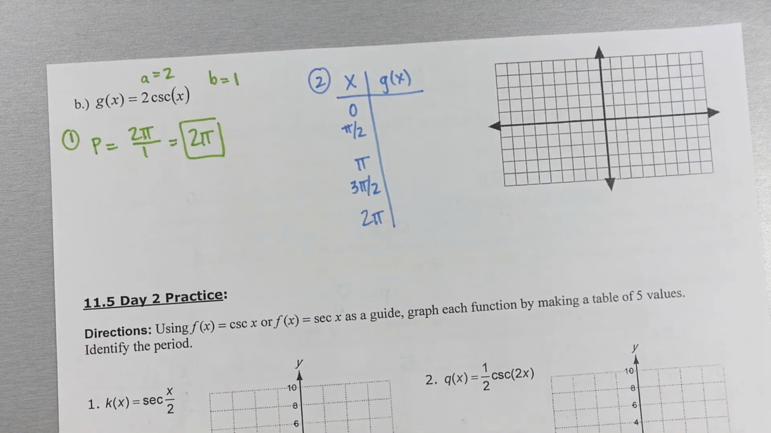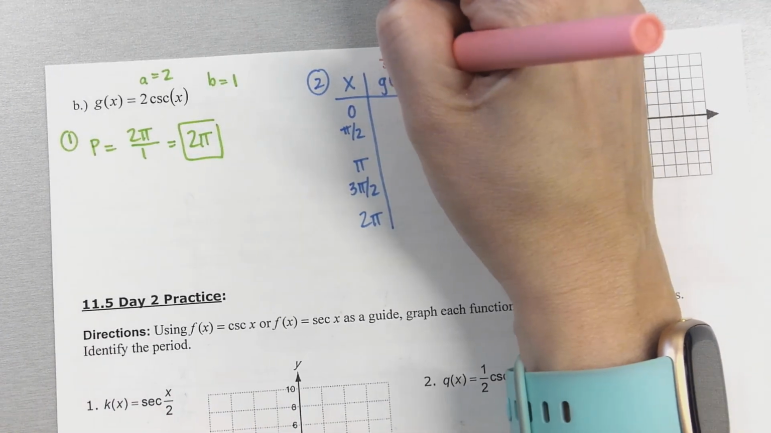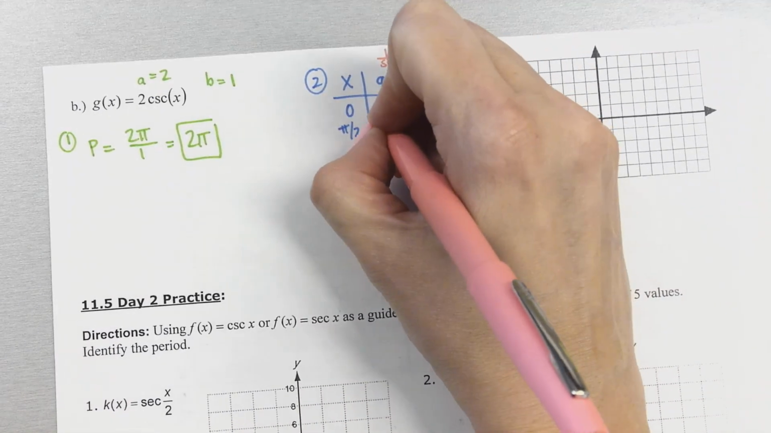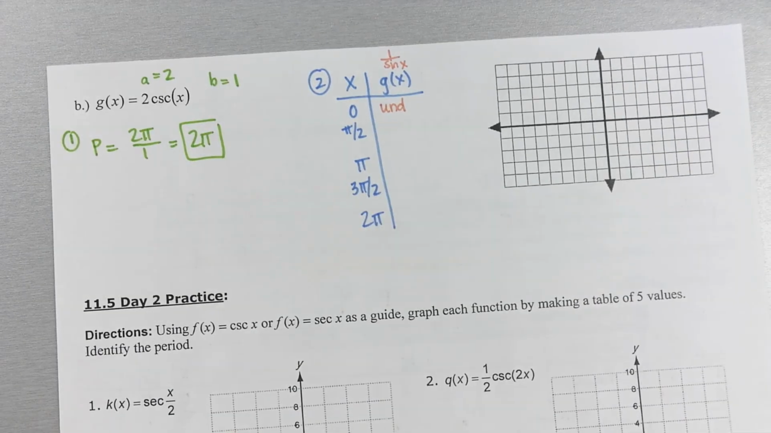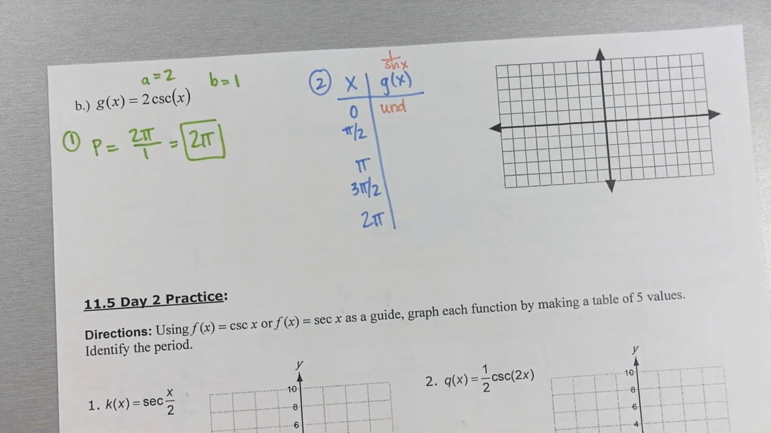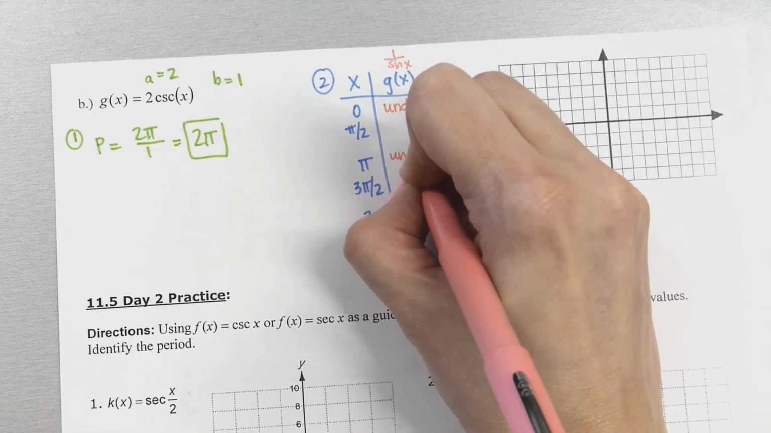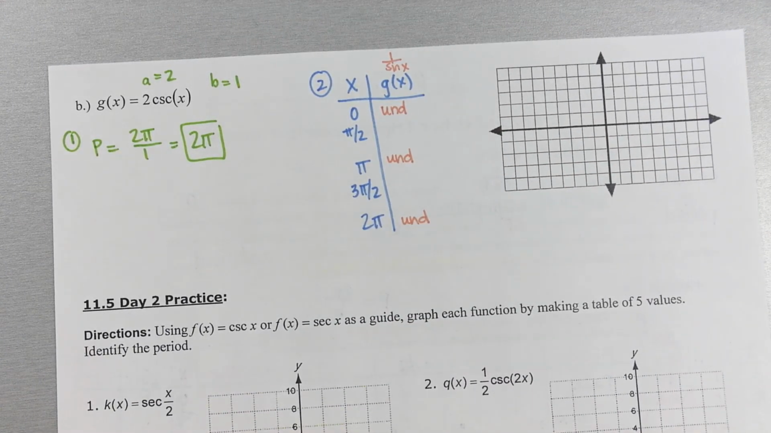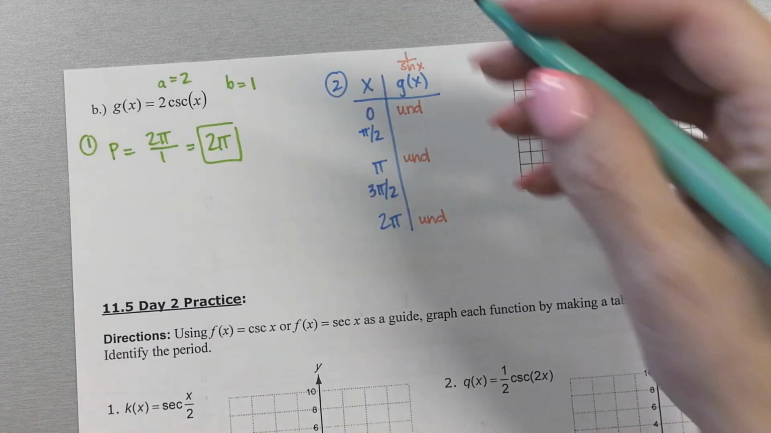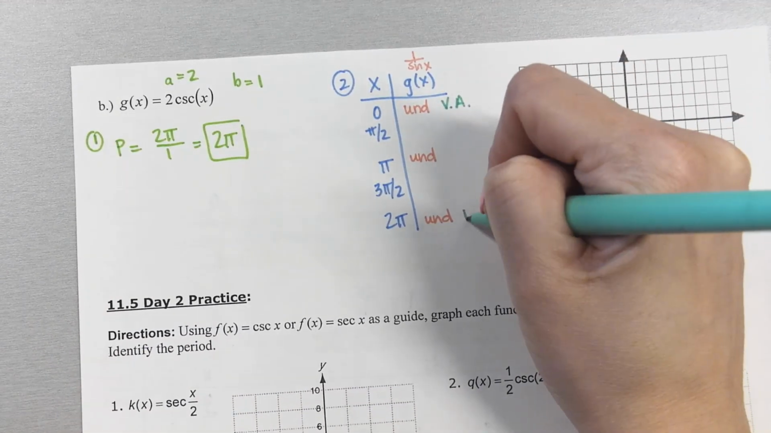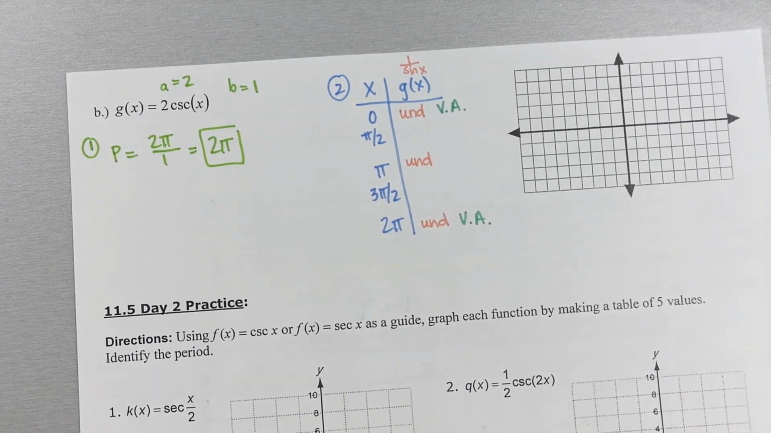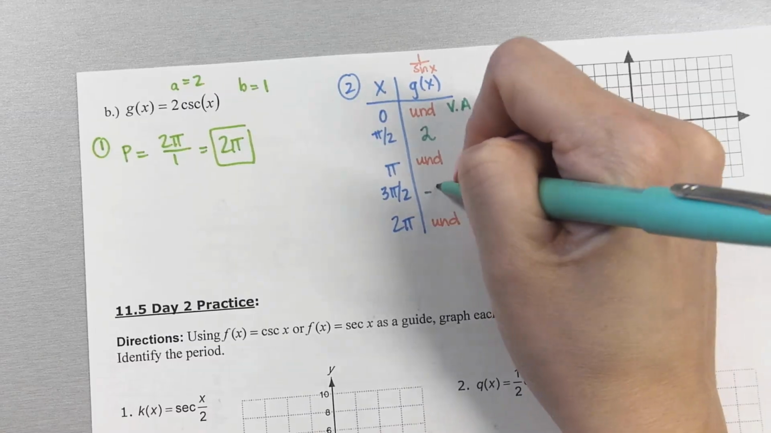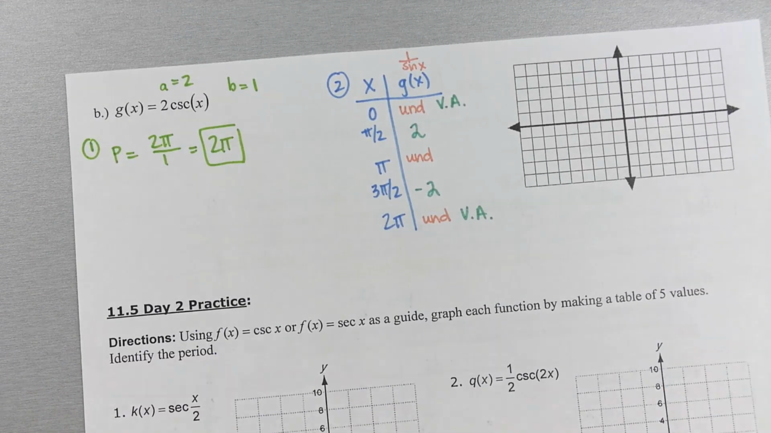Now remember, for g of x, this is 1 over the sine. So we know that the sine at 0 is 0. That's why for the reciprocal, it becomes undefined. Okay, so you have undefined, undefined, and undefined at the start, at the end, and at the middle. And that's where you're going to put your vertical asymptotes. Okay, now your A value is 2. The opposite would be negative 2.